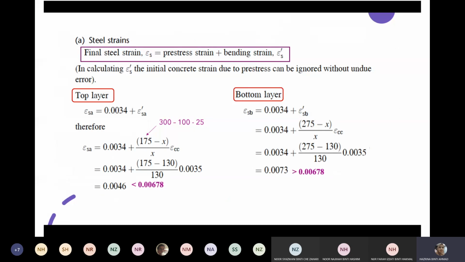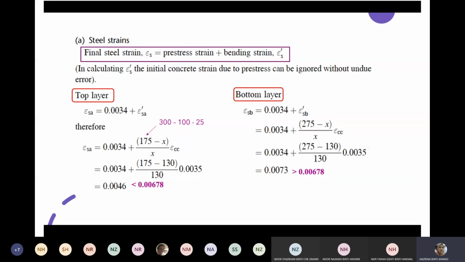Okay, so next we are going to calculate the steel strains. We have the equation for the final steel strain: epsilon s is equal to the pre-stress strain plus the bending strain. As for this, we are going to consider the top and bottom layer reinforcement separately.